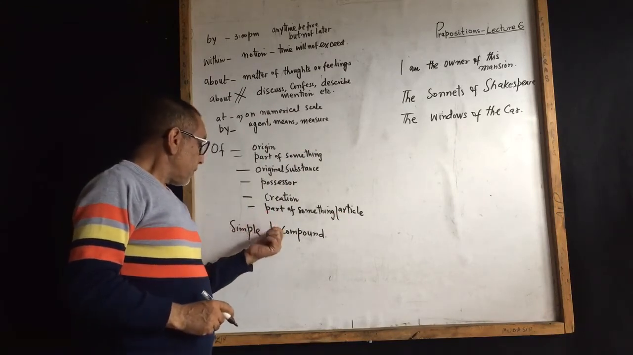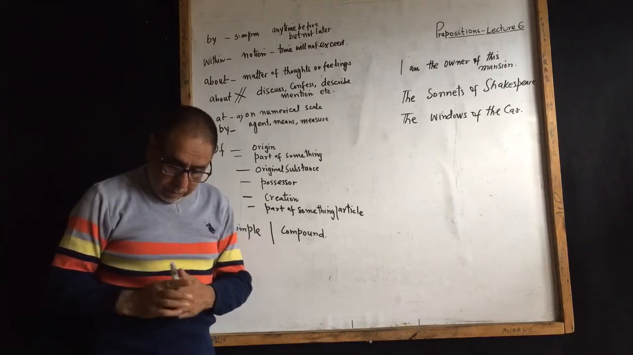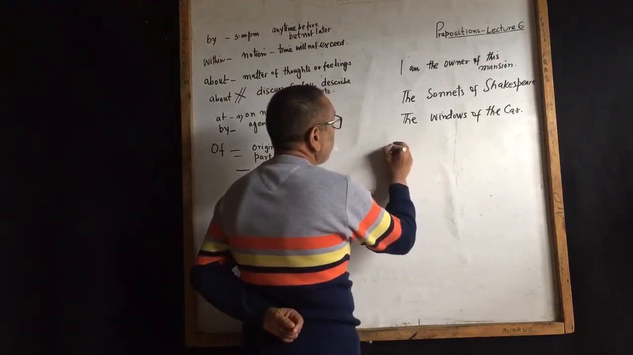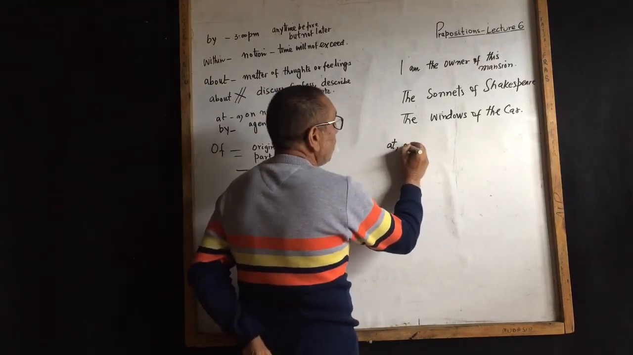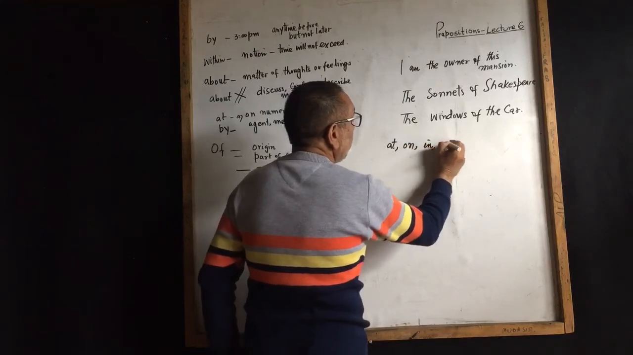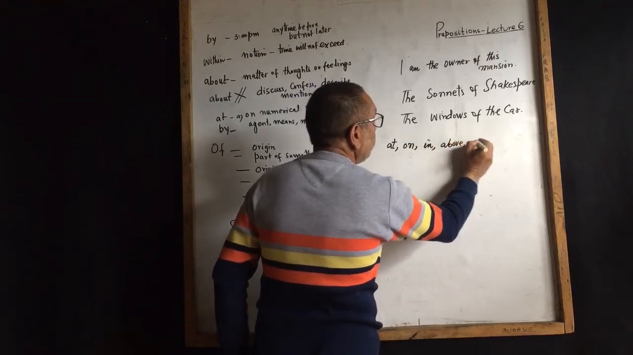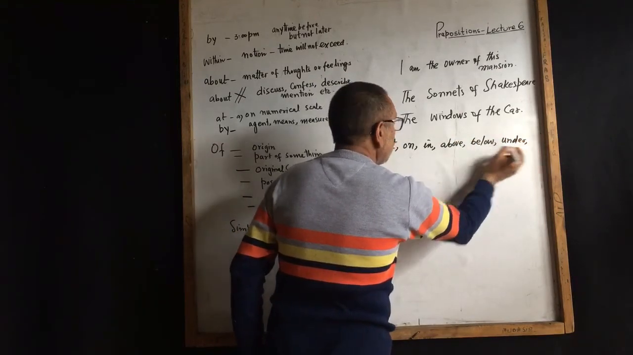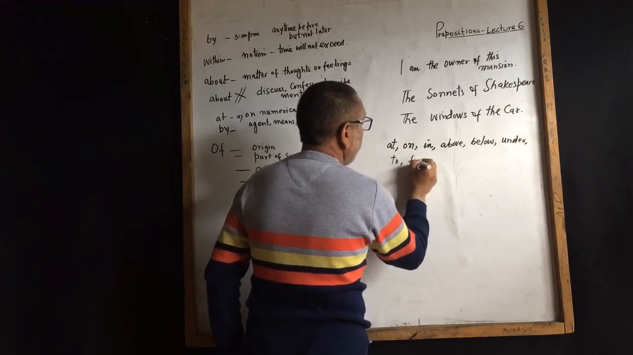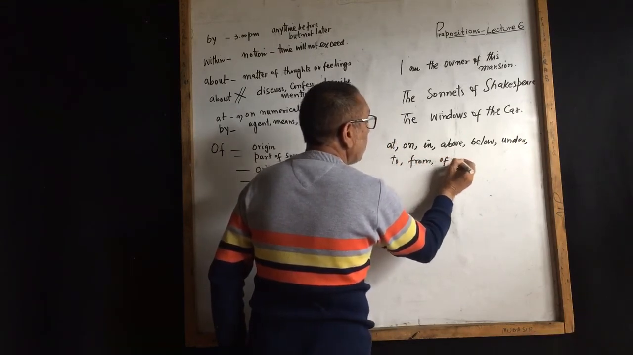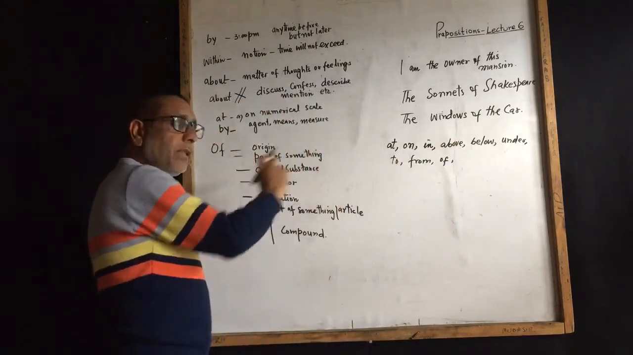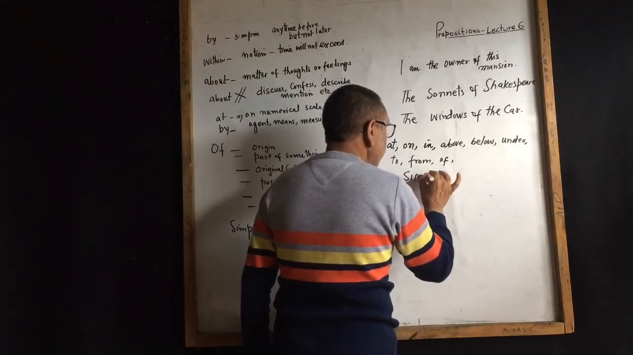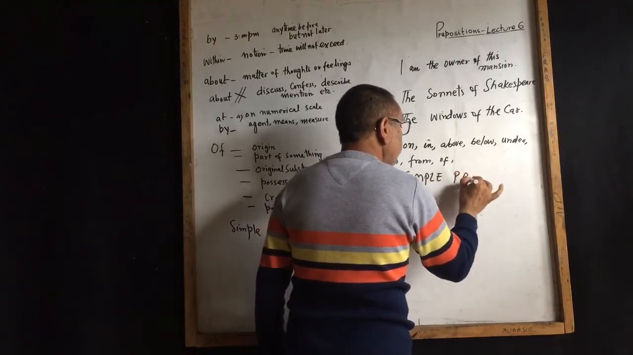Accordingly, now when we say about these prepositions, for example, till then we have single word prepositions: at, on, in, above, below, under, to, from, of. These prepositions are known as simple prepositions. Please remember, they are known as simple prepositions.